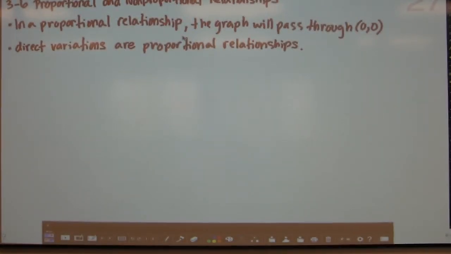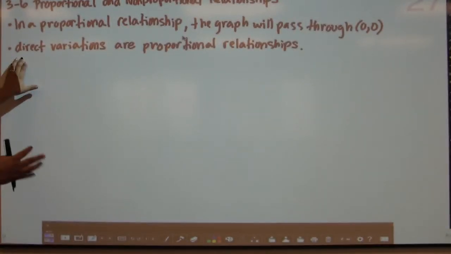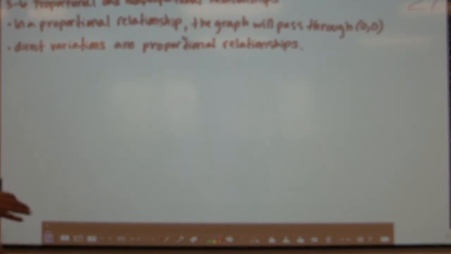In a proportional relationship, the graph will always pass through (0, 0). And that should sound really familiar because we know that in the previous section we were dealing with direct variations. And we also stated in that lesson that the graphs always pass through (0, 0). So that tells us that direct variations are a type of proportional relationship.